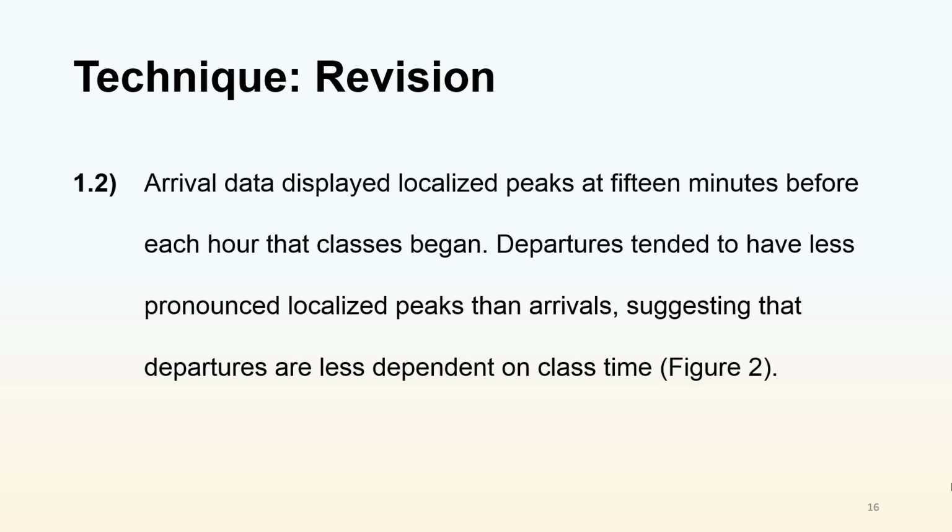Arrival data displayed localized peaks at 15 minutes before each hour that classes began. Departures tended to have less pronounced localized peaks than arrivals, suggesting that departures are less dependent on class time. Figure 2. In this revision, the information about whether or not class duration varies is irrelevant and redundant and was taken out. The idea that departures are less dependent on class time has already been stated and has also been removed. This revision makes the important ideas clear by having only one connecting idea by using the word suggesting.